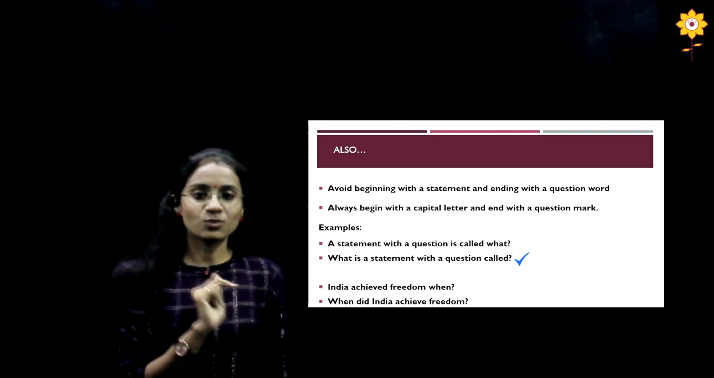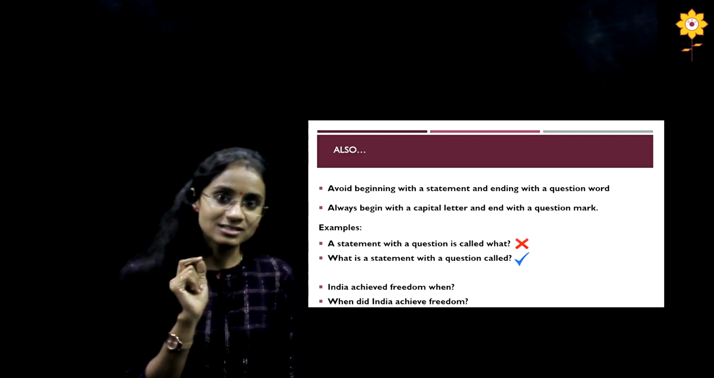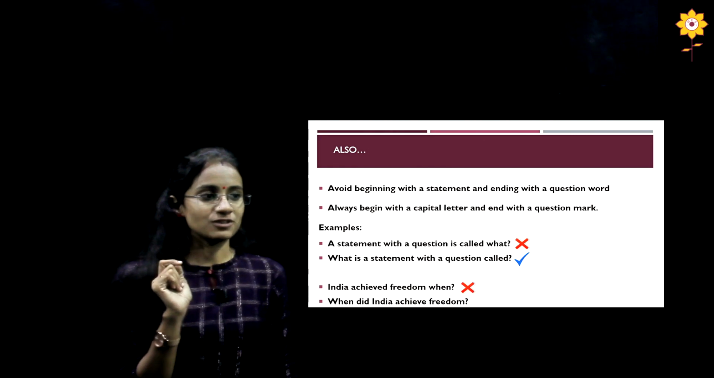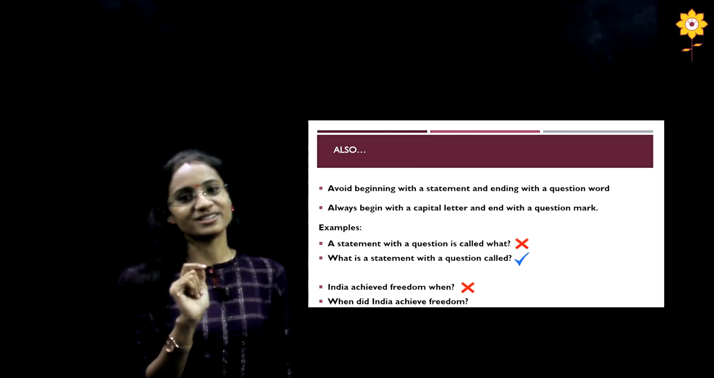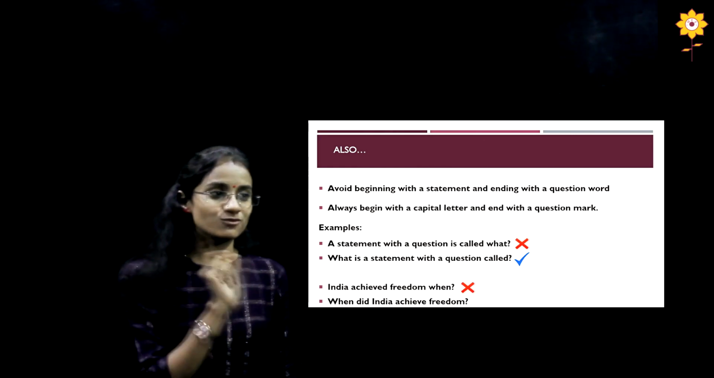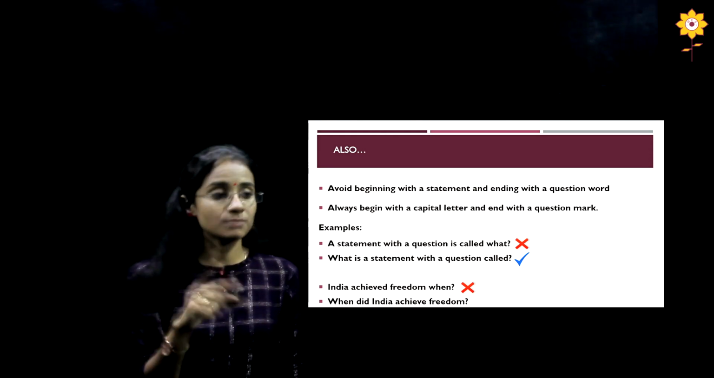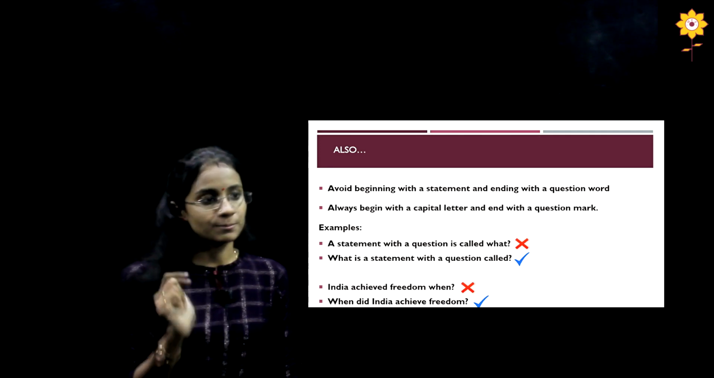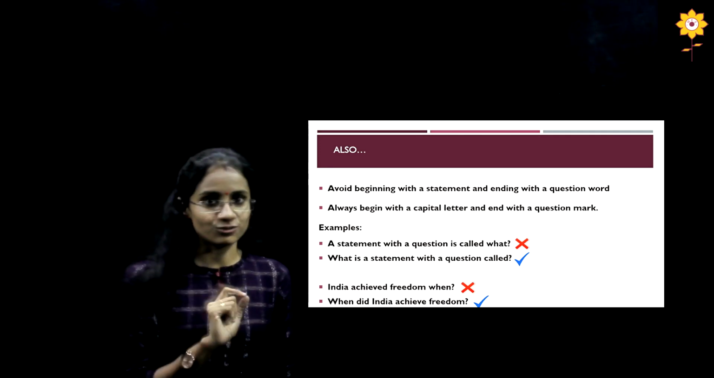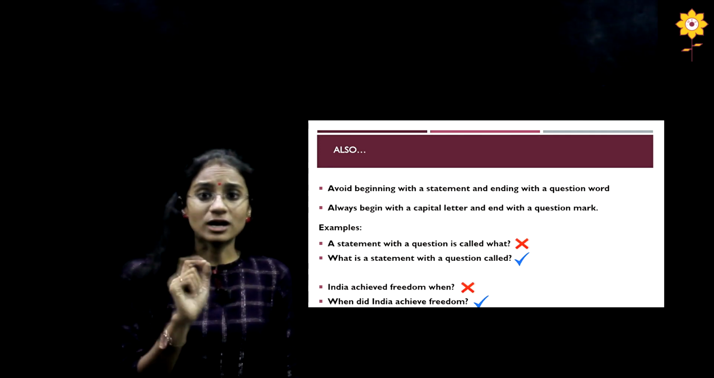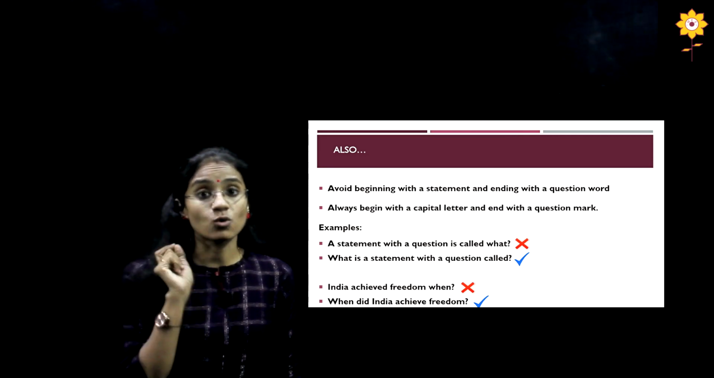Yes. So the second one is correct and the first one is incorrect. Same way for the next one. Yes, the first is incorrect. "India achieved freedom when?" That is not the way you will frame your question. So always remember your WH word will come in the beginning. When did India achieve freedom? So these are some things that you have to keep in mind when you frame questions.